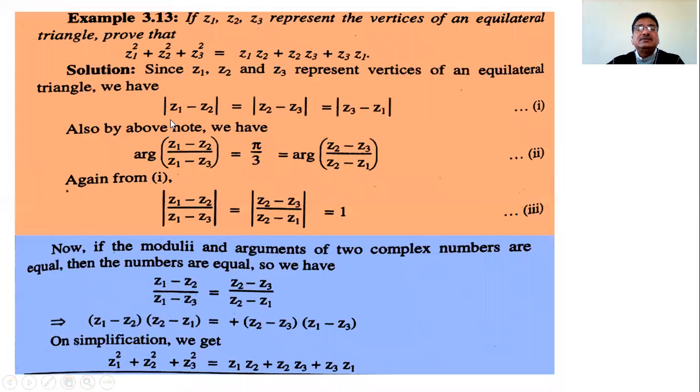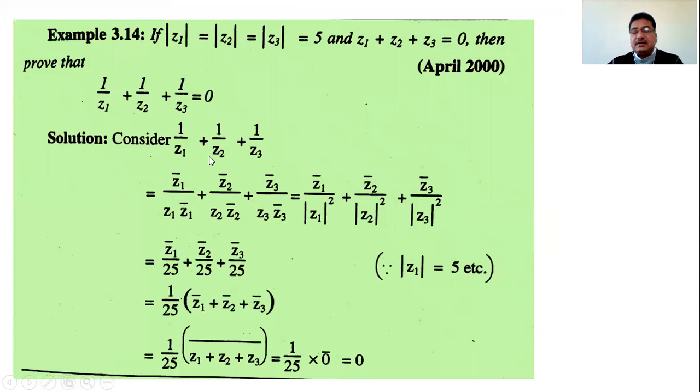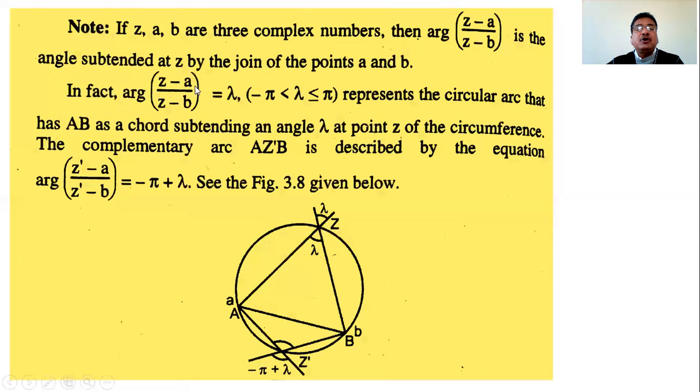Like that, mod Z1 minus Z2 means the distance between Z1 and Z2. So all three sides of the equilateral triangle are the same. Therefore we have this, and the angles are also the same, all three angles. That is, the argument of (Z1 minus Z2) divided by (Z1 minus Z3) is the angle between Z2 and Z3. Okay, like that, because of this note: the argument of (Z minus A) by (Z minus B) is lambda, the angle between them. That is, this is ZA, this is ZB, and the argument of (Z minus A) by (Z minus B) is the angle between them.